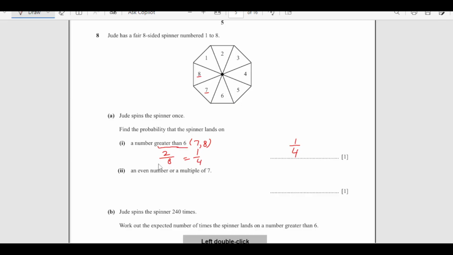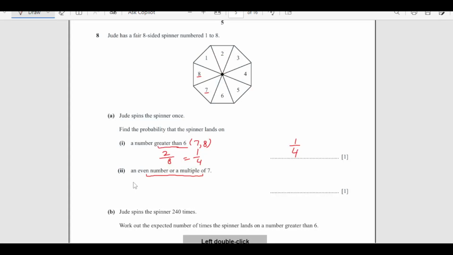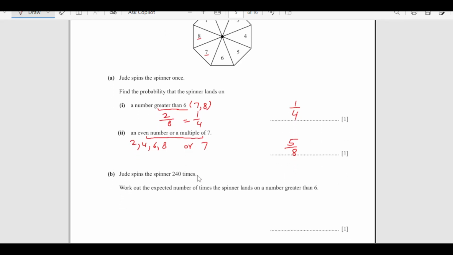And second, find the probability that the spinner lands on an even number or a multiple of 7. So we are looking for even numbers. The even numbers here are 2, 4, 6 and 8, or a multiple of 7. Multiple of 7 is only one here, which is 7. So how many in total now? 1, 2, 3, 4 and 5. So the probability is going to be 5 out of 8. So 5 over 8 is going to be the answer for that, right?